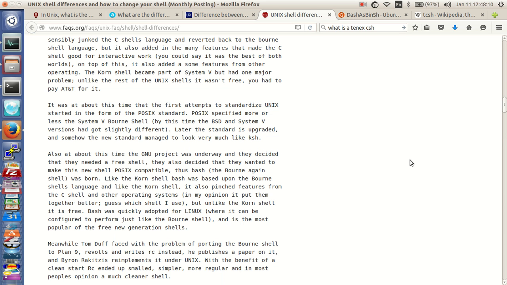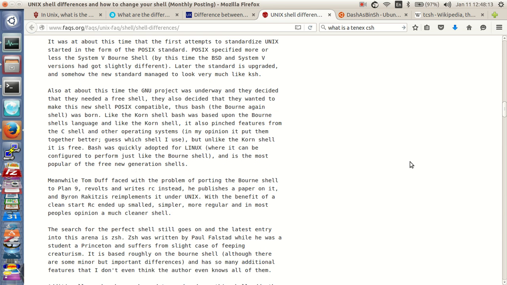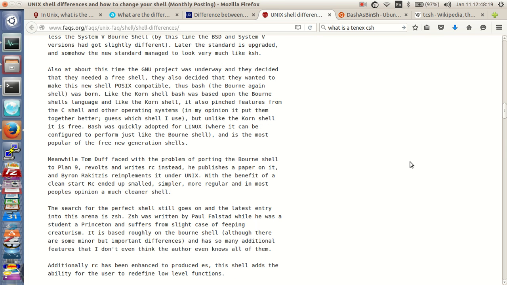Also at this time, GNU was underway, and they decided that they needed a free shell. So they created the Bourne Again shell. Like the Korn shell, it was based on the B shell language, and like the Korn shell, it also stole features from C shell and other shells. Bash put them together better, according to the person who wrote this. Unlike the Korn shell, Bash is free, and because bash is free, bash is used everywhere. Everywhere I have been in the world, bash is in use. So that's what we're dealing with, bash.